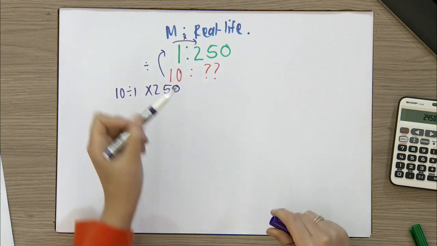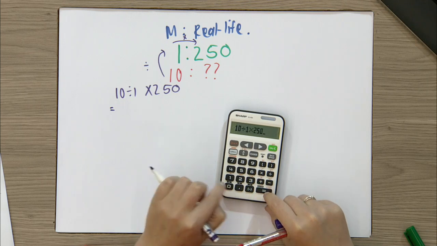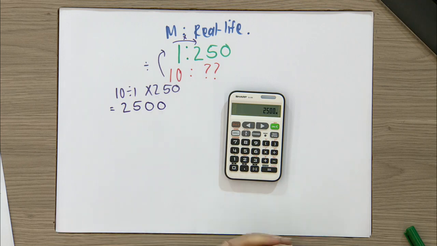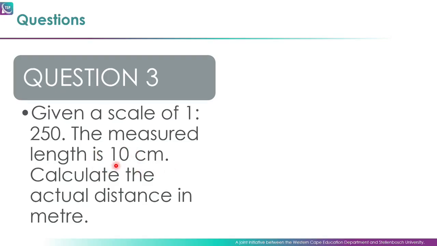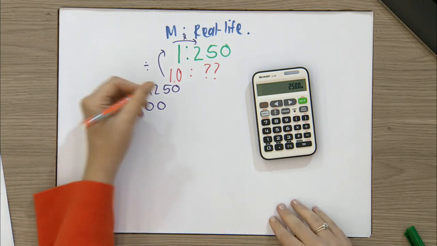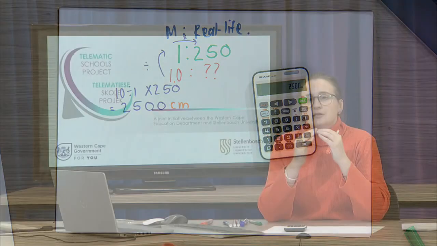So 10 divided by 1 times 250 gives me 2,500 in real life. But 2,500 what? We go back to the question. The question said the measured length was 10 centimeters. So now I know if 10 centimeters is on this side, it means this will be 2,500 centimeters.